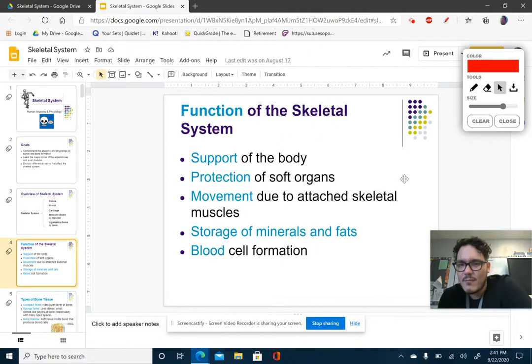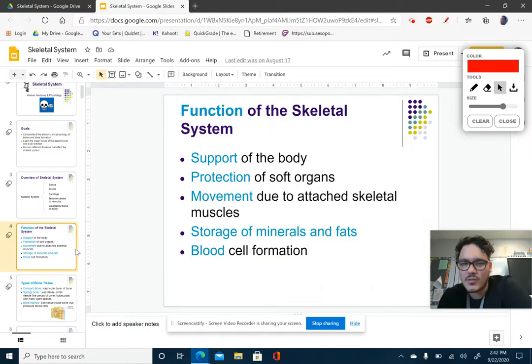Movement. Movement's a weird one. Movement's almost like a yin and yang situation. What I mean by that is when we think of movement, most of us are going to think of muscles. The thing is, while the muscles contract, the force that they're generating is going to be applied on something. And what is it going to be applied onto? Bones. So you need both in order for this to work effectively. We'll learn more about muscle movement when we do muscular system.